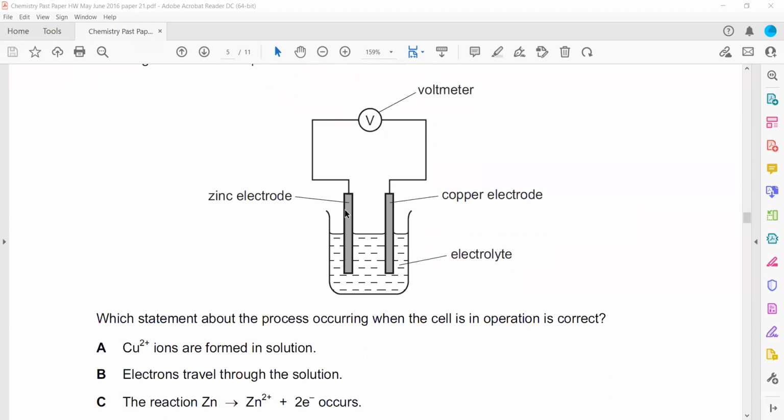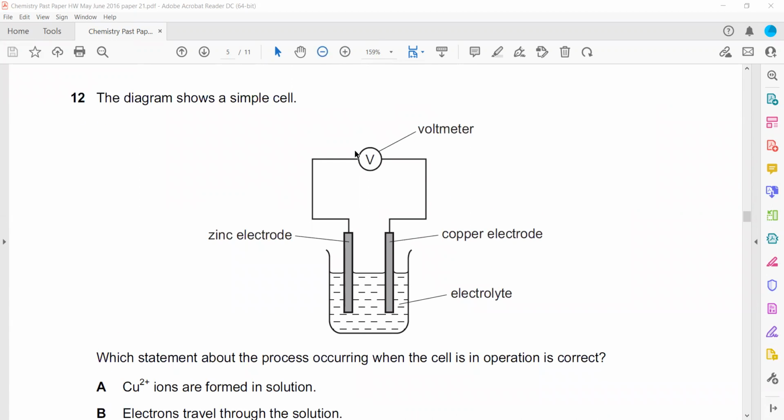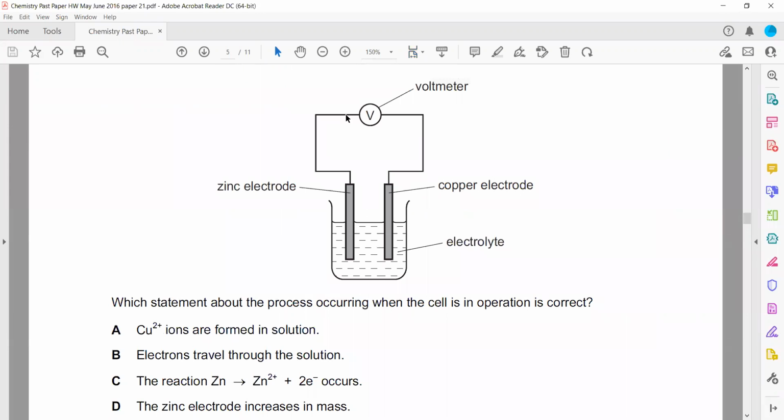The diagram shows a simple cell. This is a chemical cell. So how does it work? We have a zinc electrode and we have a copper electrode. So in a chemical cell, when we write the reactivity series: potassium, sodium, calcium, magnesium, aluminium, zinc, iron, lead, copper, mercury, silver, gold, and platinum. We have two metals which we are using here. One is zinc, another one is copper.